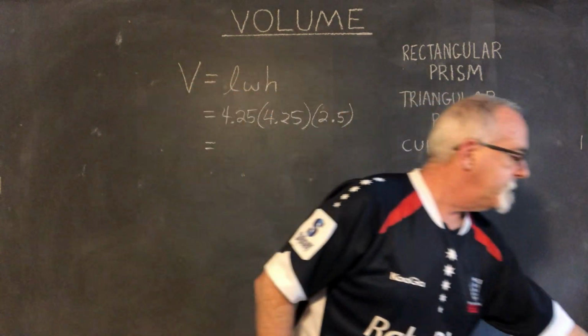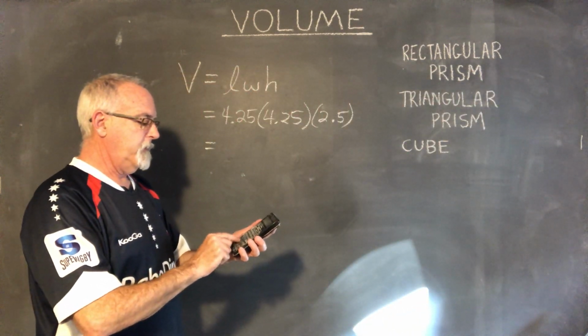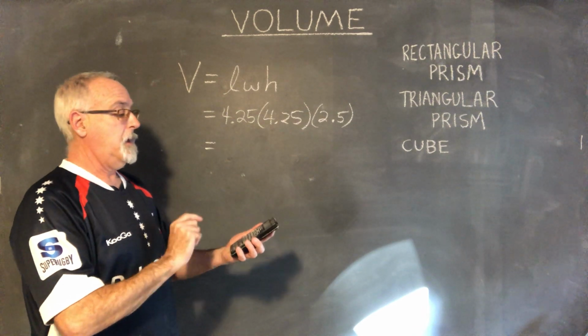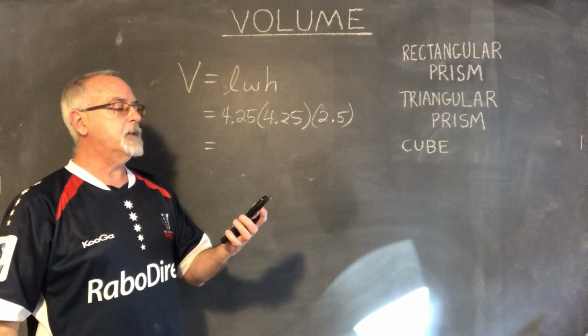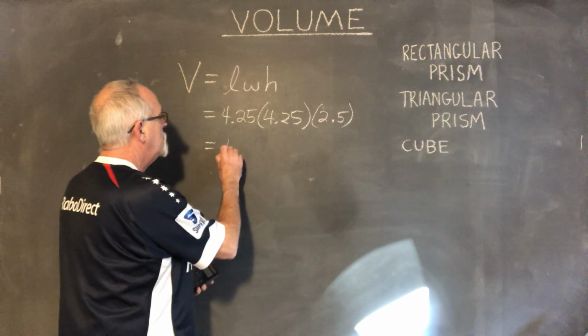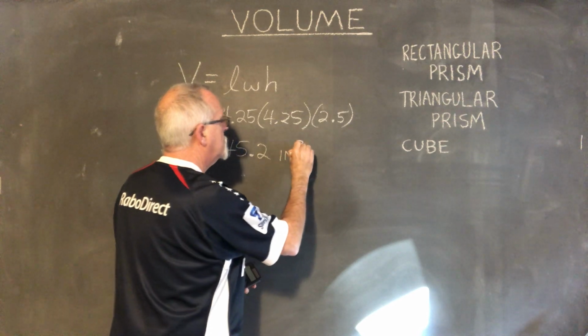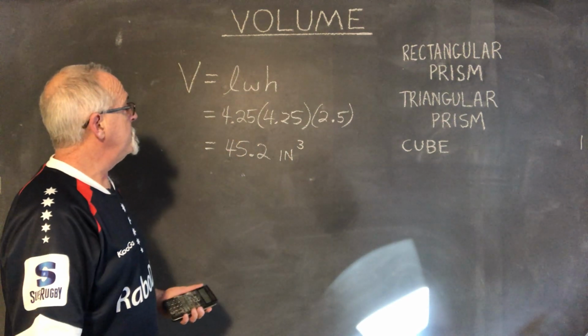Calculator. 4.25 times 4.25 times 2.5. 45.15625. I will round that to the nearest tenth, so it's going to be 45.2. Cubic inches, or inches cubed.